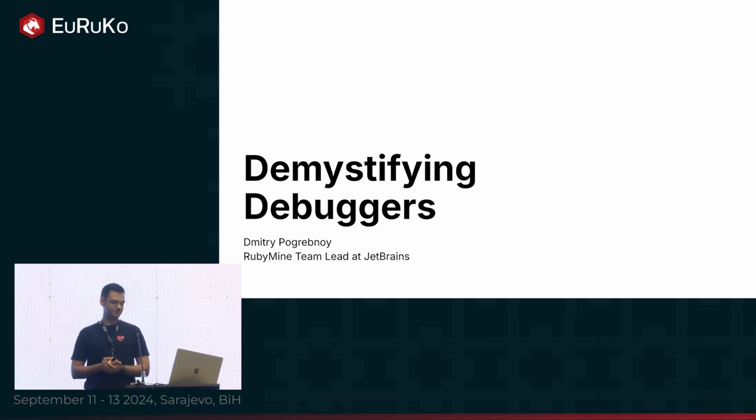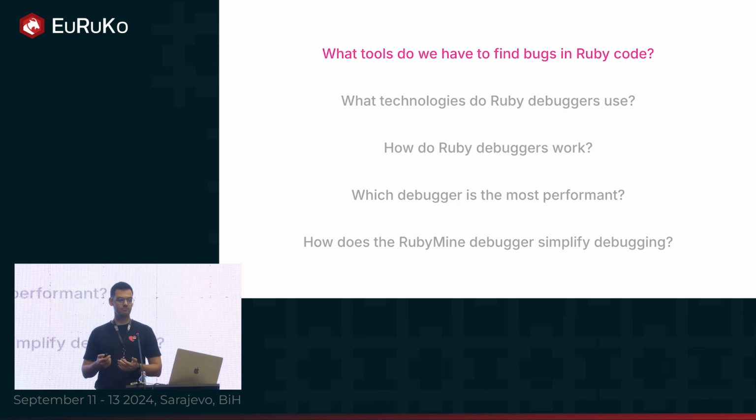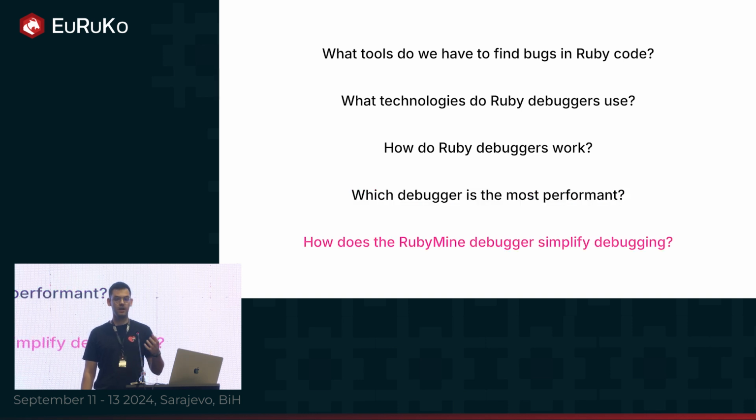Let's start. In this talk, I will answer 5 questions. The first one, what tools do we have to find bugs in Ruby code? Then I will show you what technologies Ruby debuggers use. After that, we will see how Ruby debuggers work. Then I will show you which debugger is the most performant. And finally, we will see how the RubyMine debugger simplifies the debugging process.